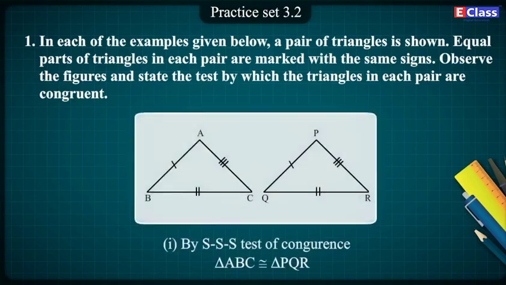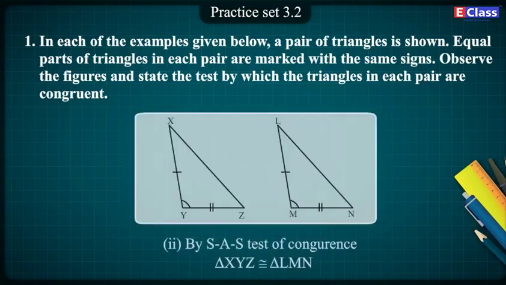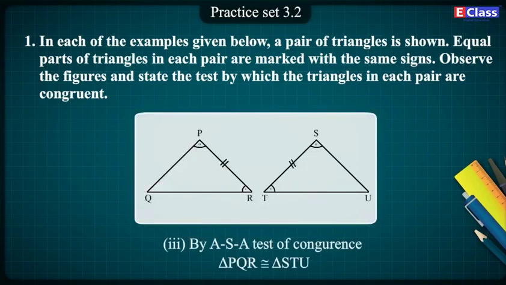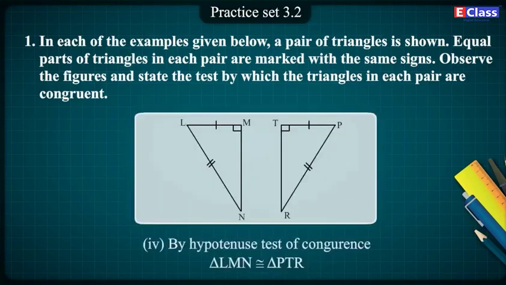1. By SSS test of congruence, triangle ABC is congruent to triangle PQR. 2. By SAS test of congruence, triangle XYZ is congruent to triangle LMN. 3. By ASA test of congruence, triangle PQR is congruent to triangle STU. 4. By hypotenuse test of congruence, triangle LMN is congruent to triangle PTR.